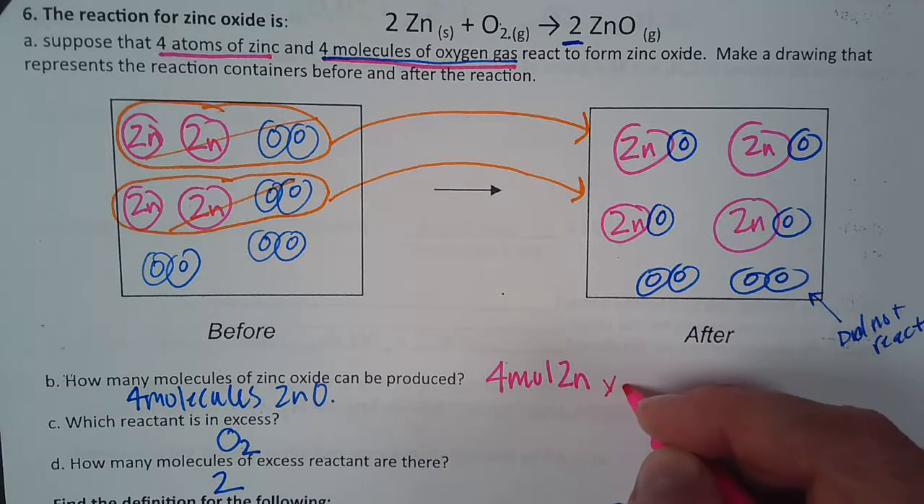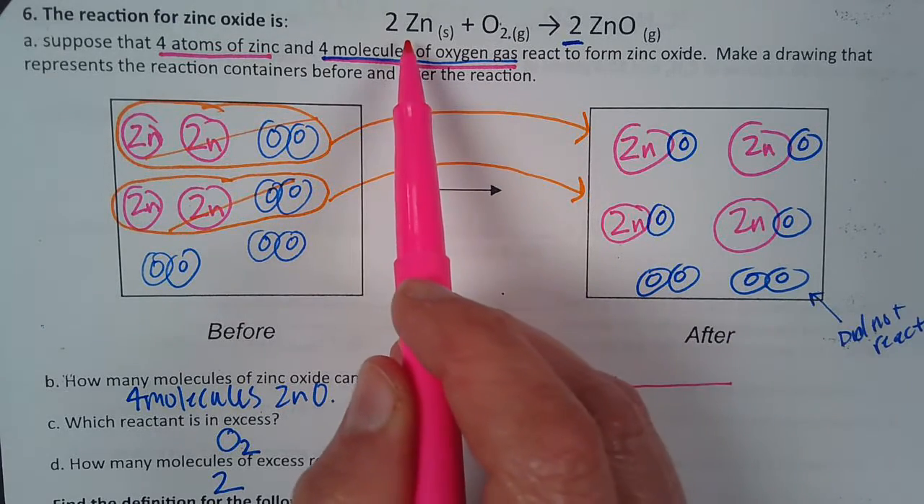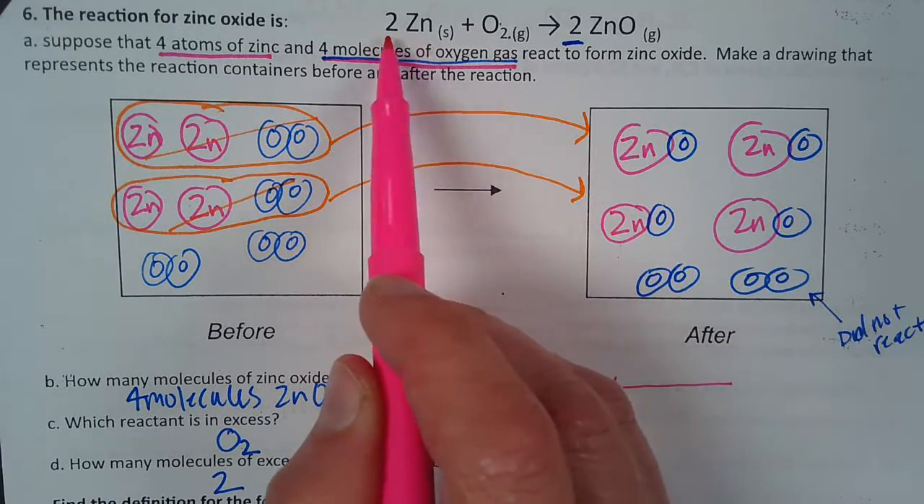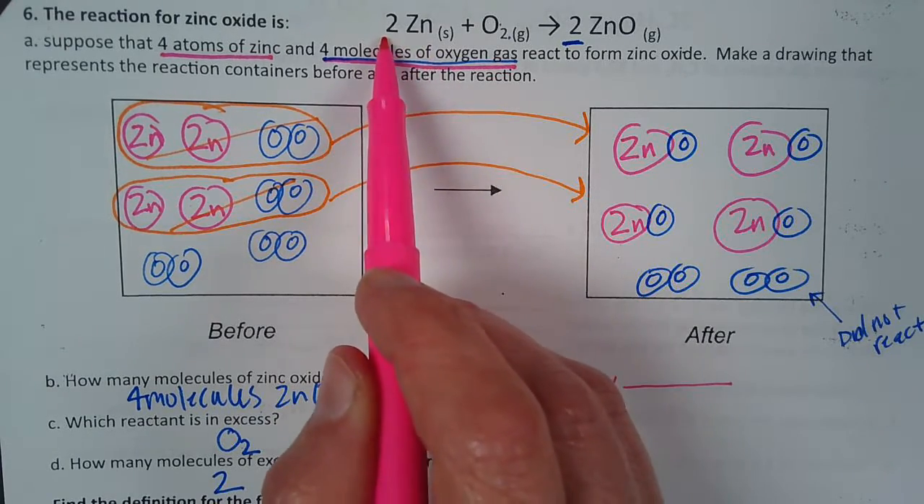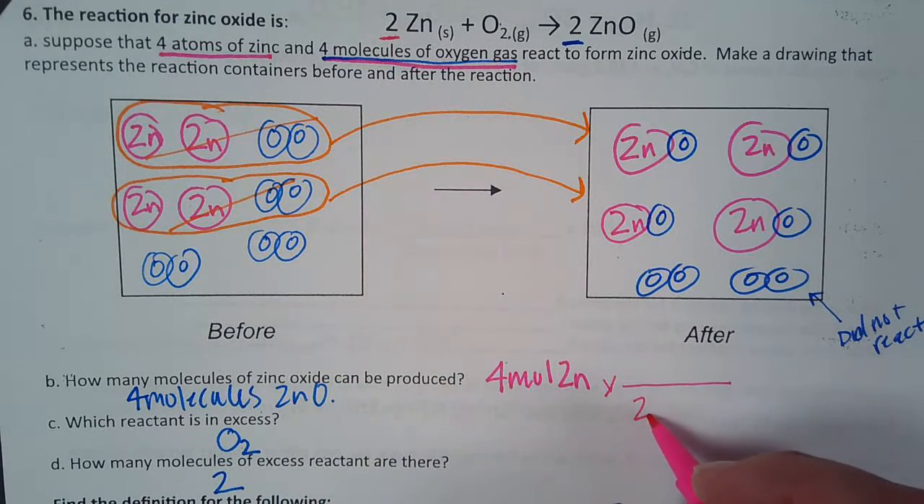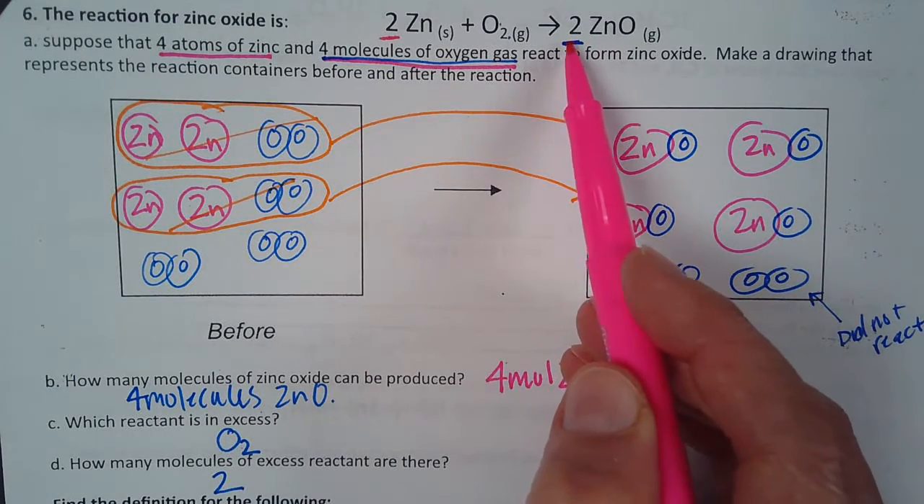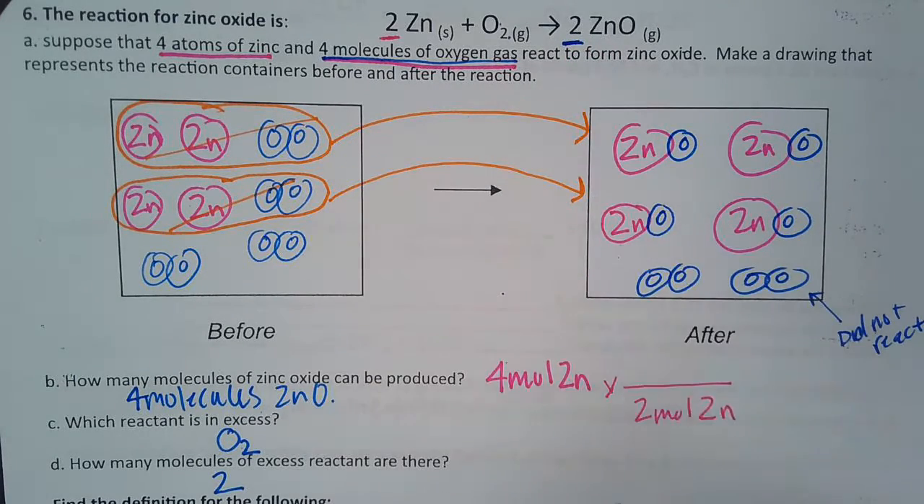Okay. And every time we run this reaction, how many moles of zinc are we going to need? 2. See that 2 right there? We're going to need 2. Remember the mole to mole problem? That's what we're doing right now. And how many moles of zinc oxide are we going to make? 2.